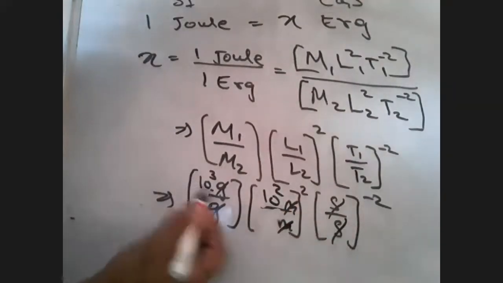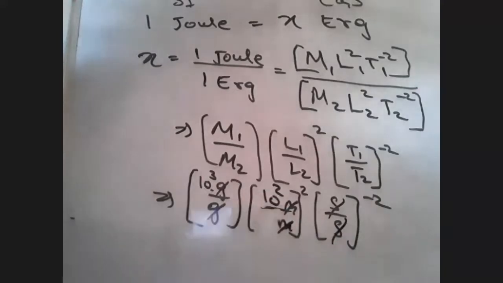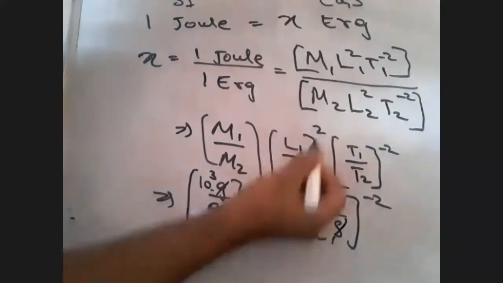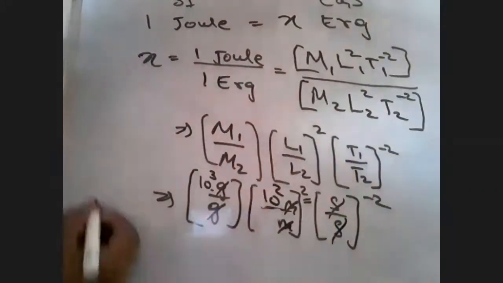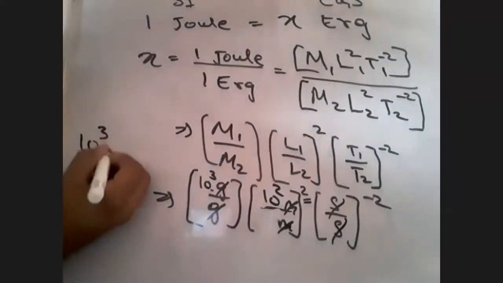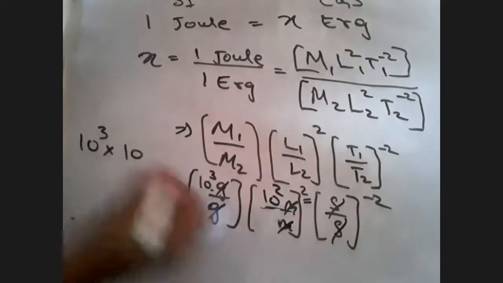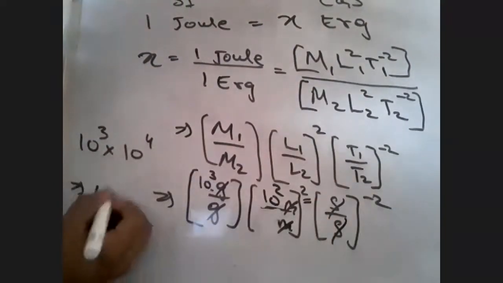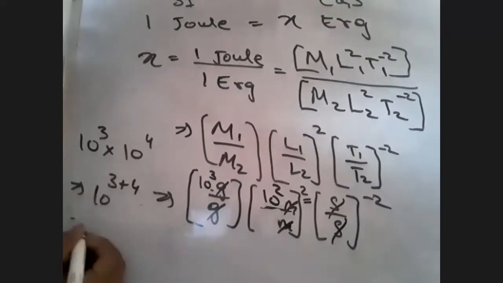So what remains? 10 raised to 3, 10 raised to 2 whole square. Don't forget there's a square here, of course, L1 upon L2 whole square. So it is going to be 10 raised to 3 into 10 raised to 2 into 2, which is 4. So it is ultimately going to give you 10 raised to 3 plus 4, because exponents add in this case, and it's going to be 10 raised to 7.